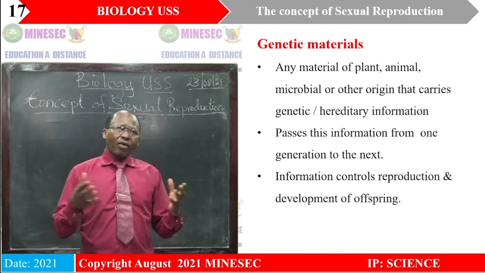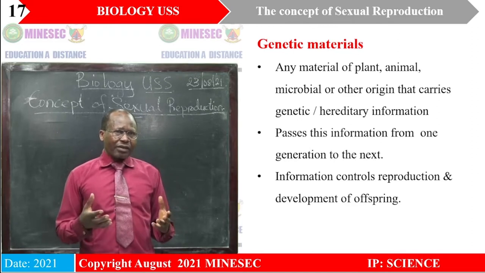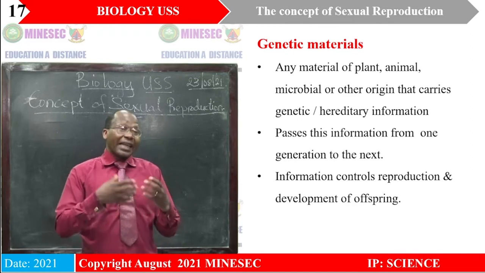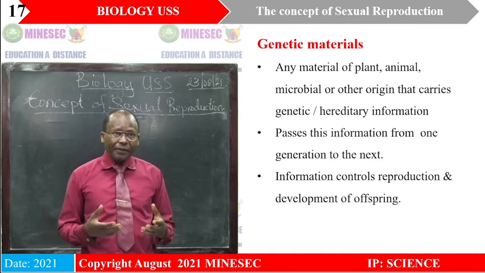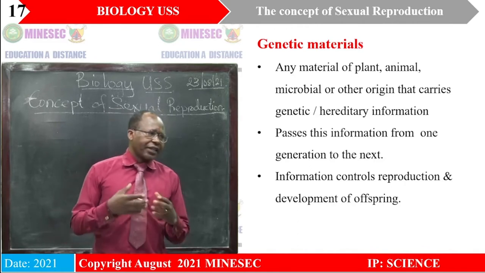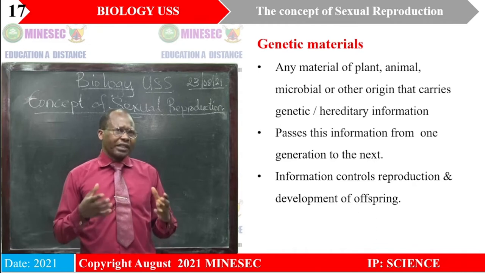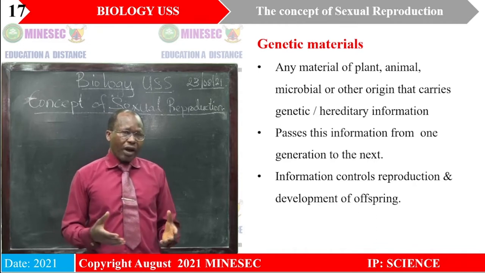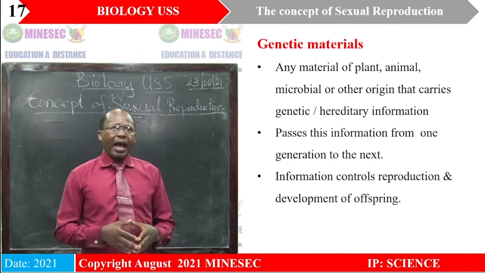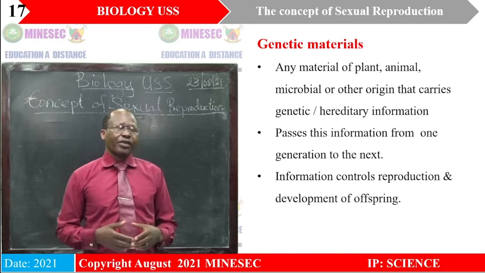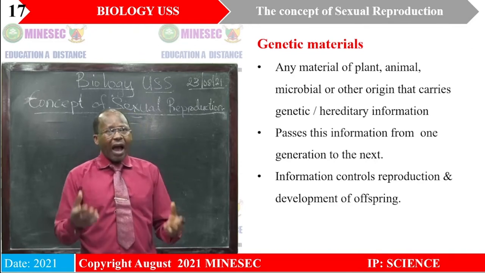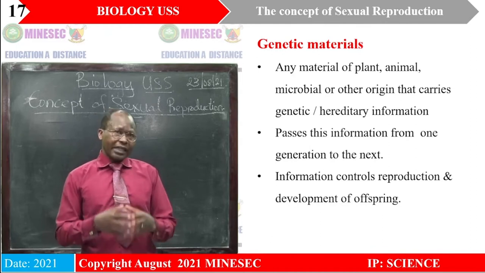Then, with the sex organs and gametes that we have seen, what is found inside these gametes are what we call genetic materials. We could have what we call DNA. And in subsequent lessons, you shall see in detail how these sex cells are formed.